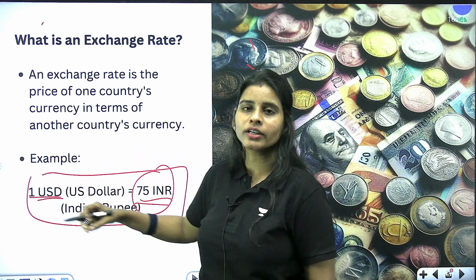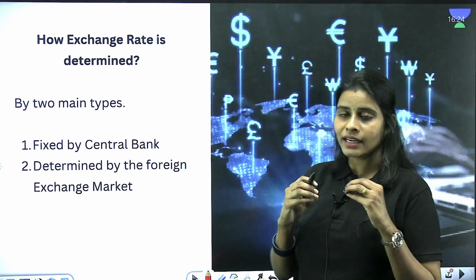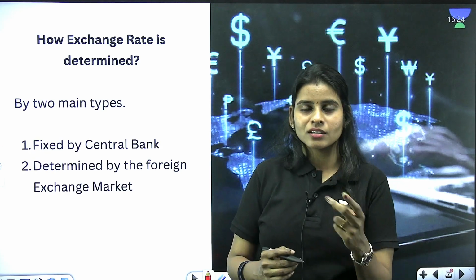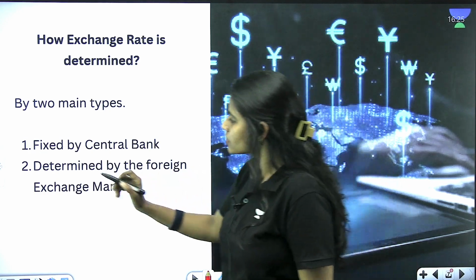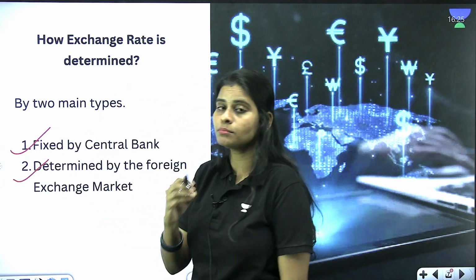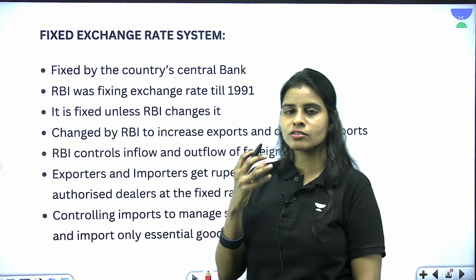So this is the exchange rate. And how are we going to determine it now? We are going to determine it on two bases, or with the help of two different methods. Any one of the methods would be used in general. First, the fixed exchange rate system, and next the market exchange rate system. So how does this fixed exchange rate system work?